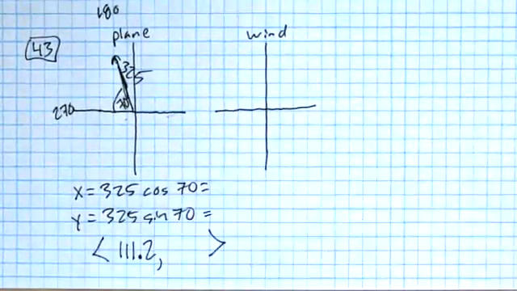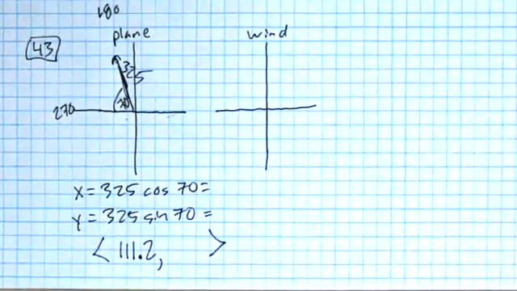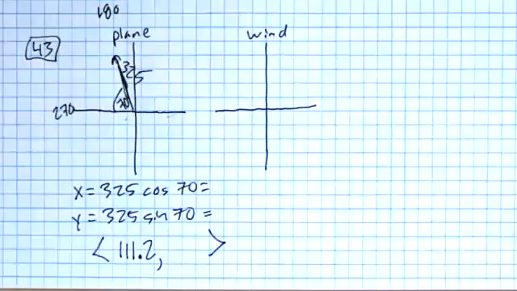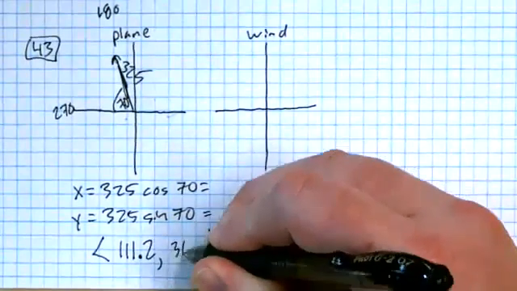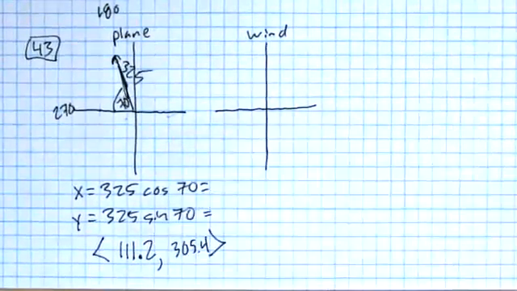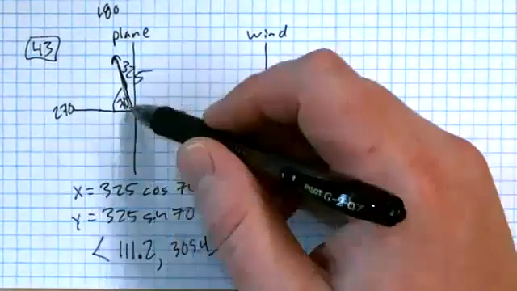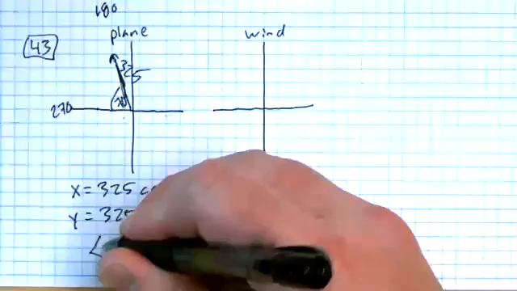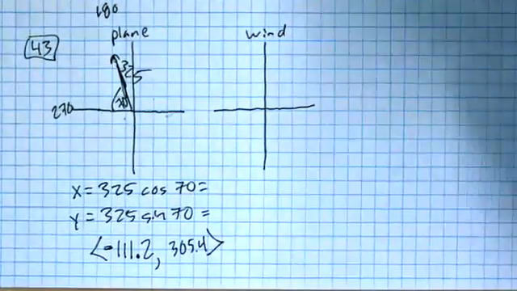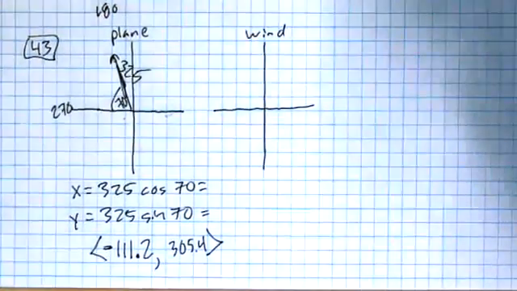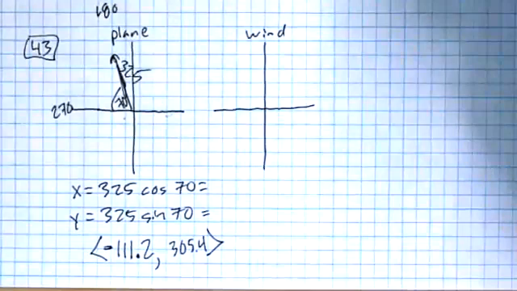0.2 if we round. And then the y, same thing with sine instead. One more time. 305.4. Should either of them be negative? The x should be negative because it's pointing in the left direction, and the y should be positive. Agreed?